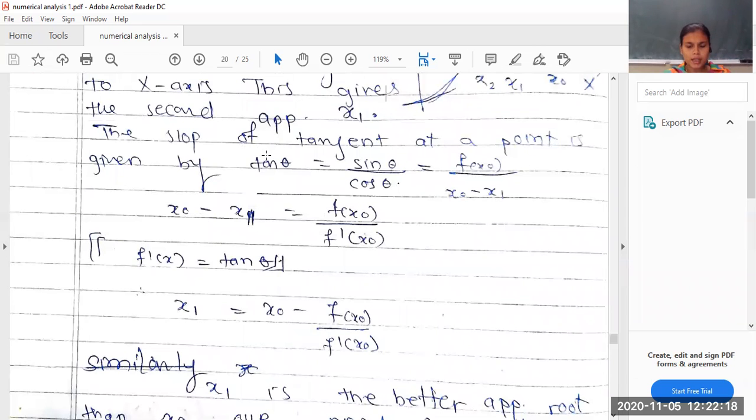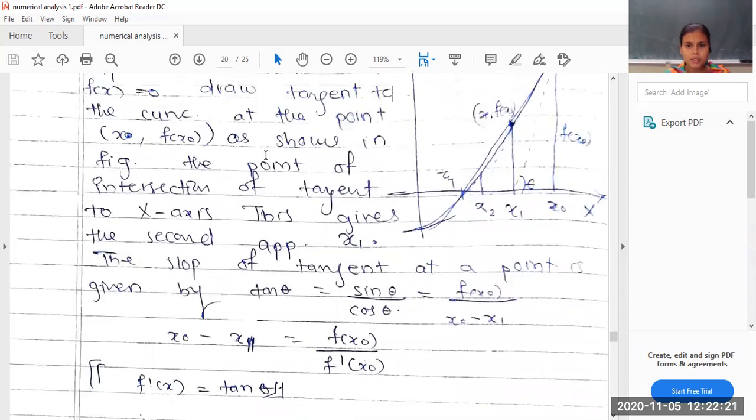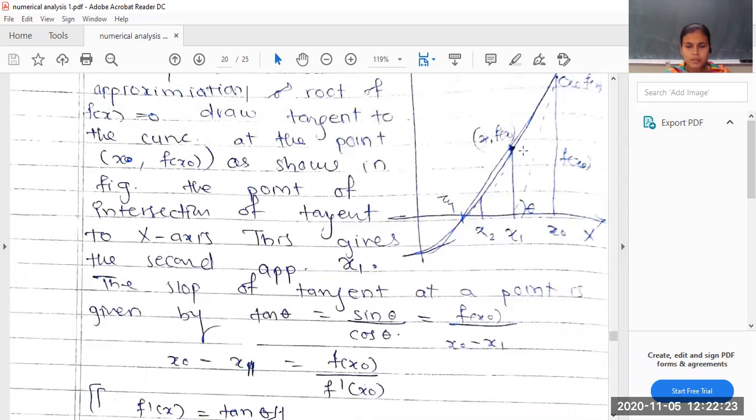First, we have to find tan theta. What is tan theta? For this, suppose you are having a curve y equal to f of x. The first is the x coordinate, the second is the y coordinate, that is f of x. Here x naught we will assume is the zeroth approximation. Then draw a perpendicular. Then draw a line from this point x naught, f of x naught to here, so that we can get the next approximation, that is x1. Then draw a perpendicular, again following the same procedure.